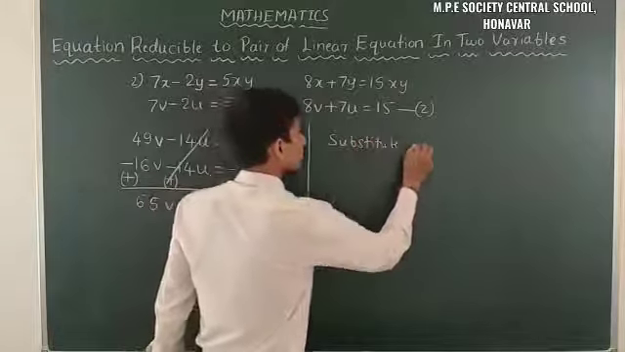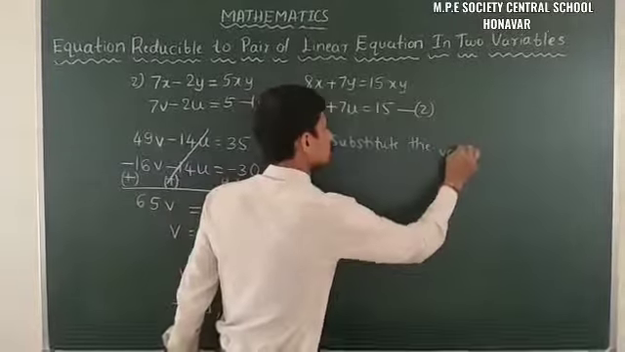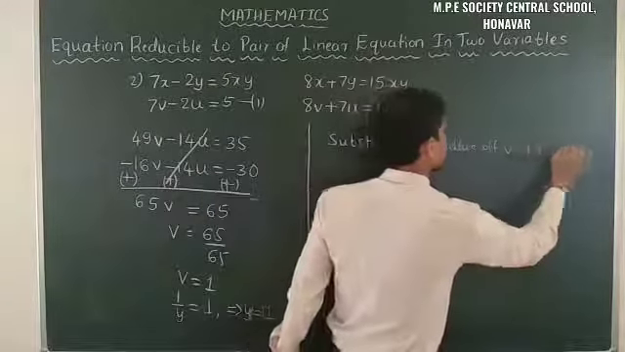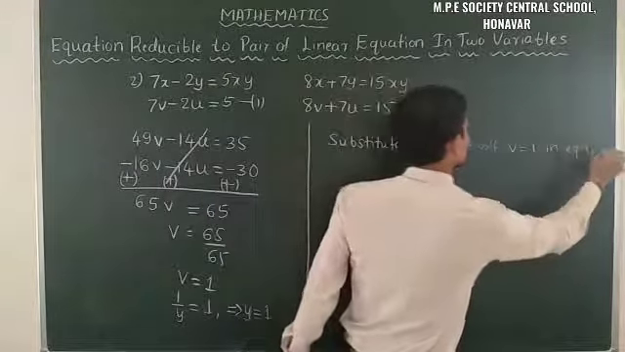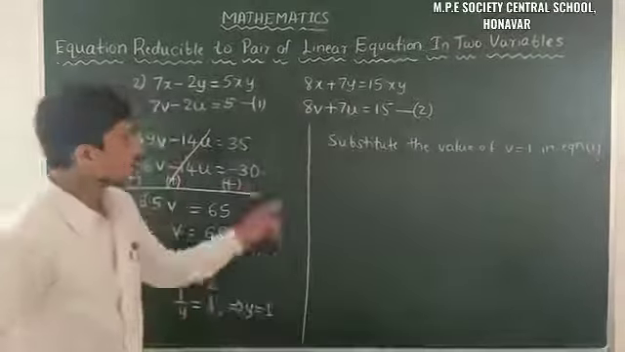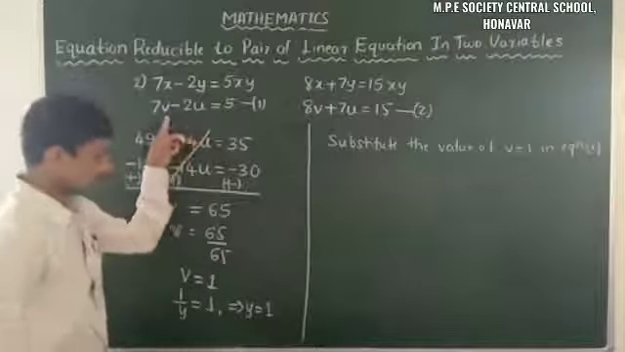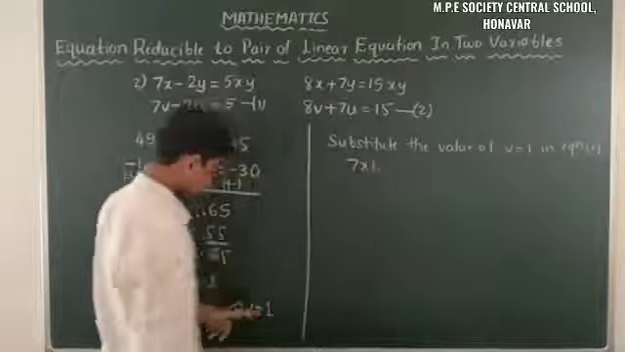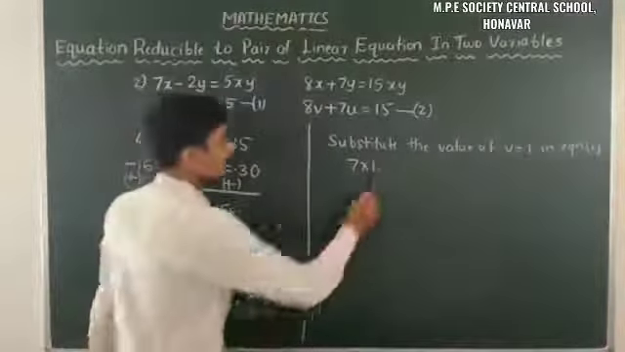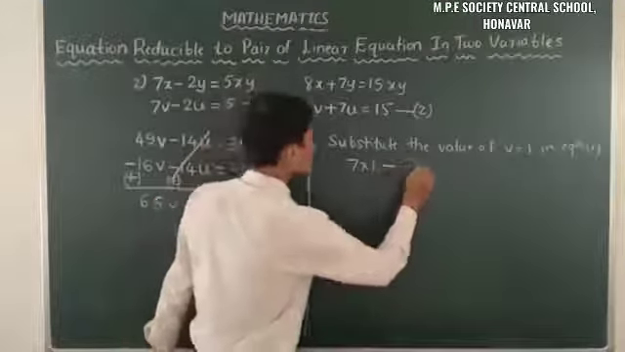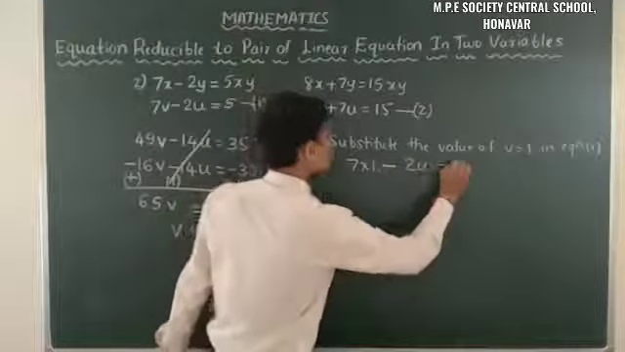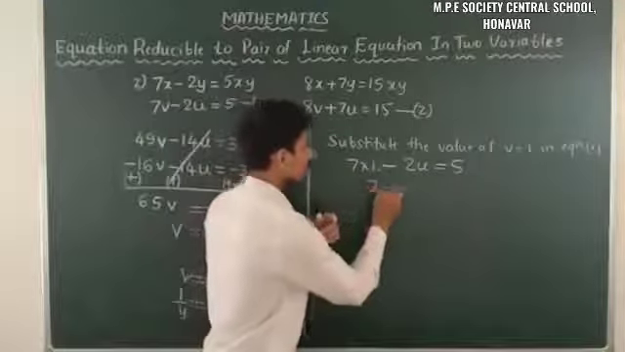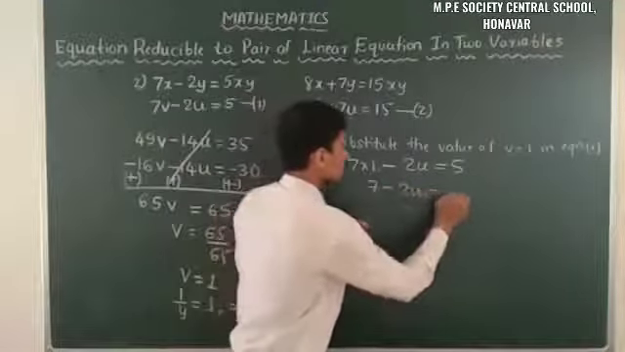Substitute the value of v is equal to 1 in equation 1. So how can we take it? Here 7 into v. So 7 into v means 7 into 1, since the value of v is equal to 1 here. Then minus 2 into u is equal to 5. 7 into 1 means it's only 7. So 7 minus 2u is equal to 5.